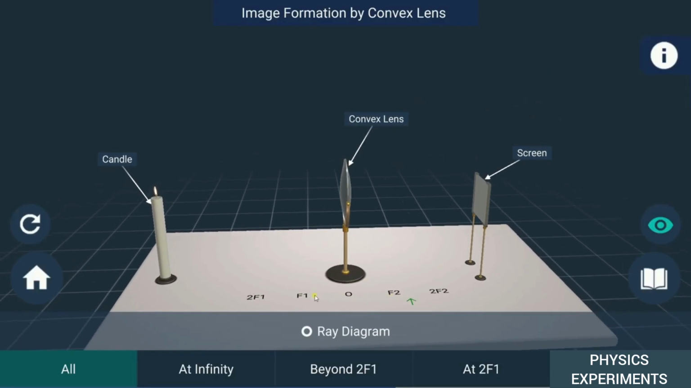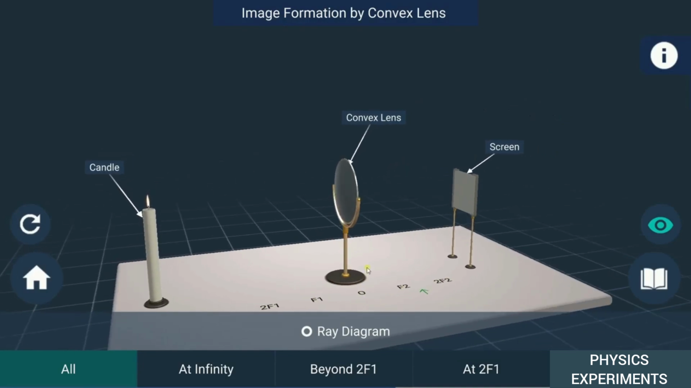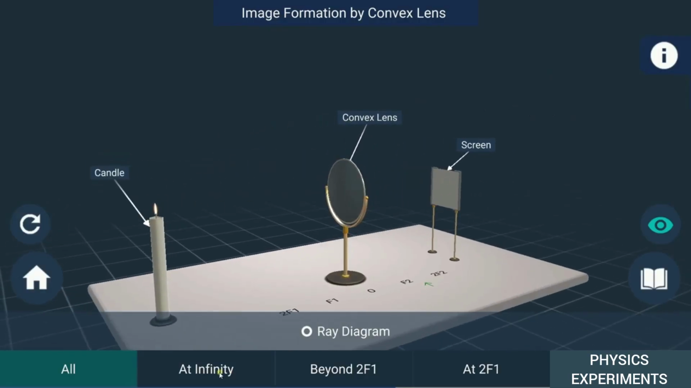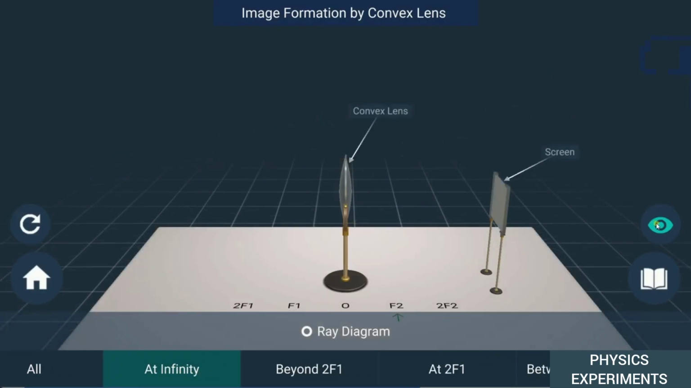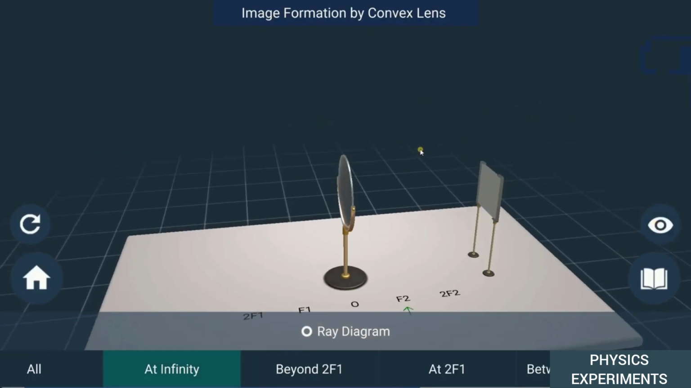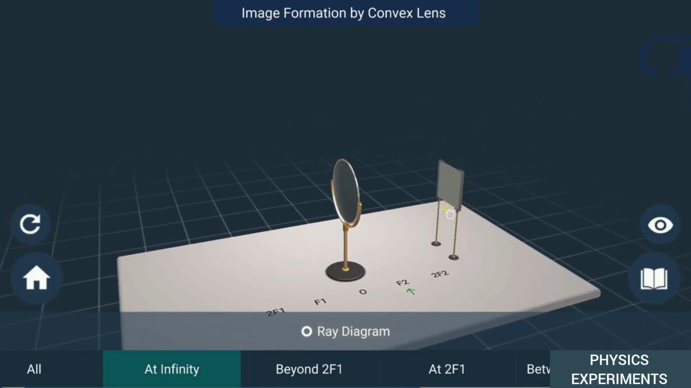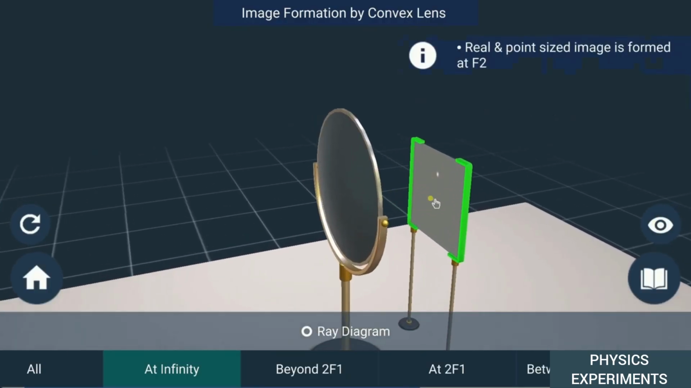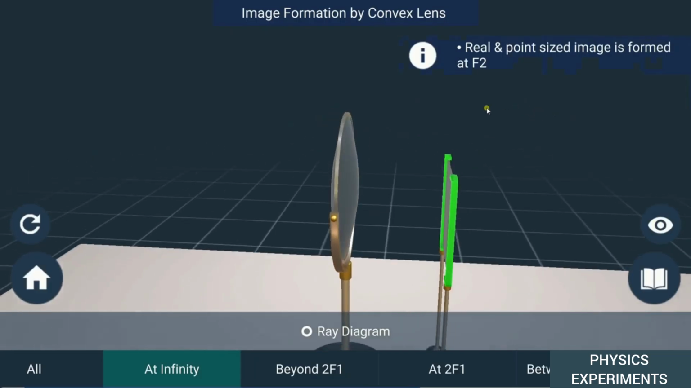Positions of the center of curvature 2F1, 2F2, focal points F1, F2 and pole O are marked from the convex lens. When the object, that is the candle, is placed at infinity, how is the image formed? Adjust the position of the screen until you get a sharp image. We can see that a bright point-sized image is formed on the screen when the screen is in the position F2.